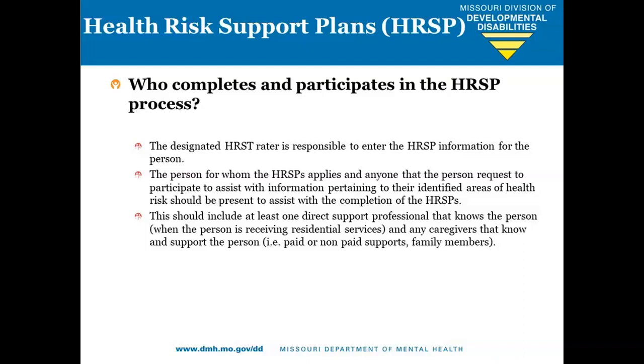So I digress. You'll have the RN rater indicating these things in the system. You'll have the individual, who will provide input as they can, and also a direct support professional who knows that person well. And then if there is somebody else that the individual or your team thinks would be necessary to be there at the table, then that's totally fine as well.